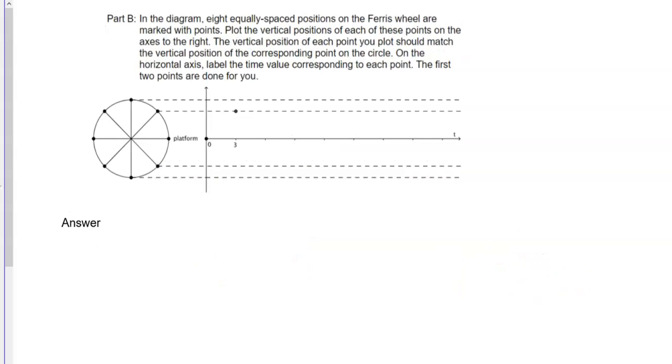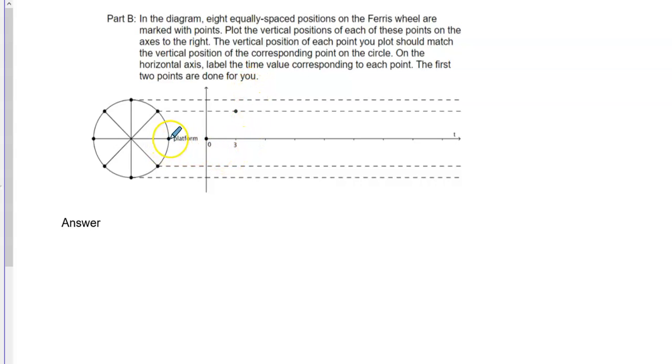Part B. In the diagram, 8 equally spaced positions on the Ferris wheel are marked with points. Plot the vertical positions of each of these points on the axis to the right. The vertical position of each point you plot should match the vertical position of the corresponding point on the circle. On the horizontal axis, label the time value corresponding to each point. The first 2 points are done for you.